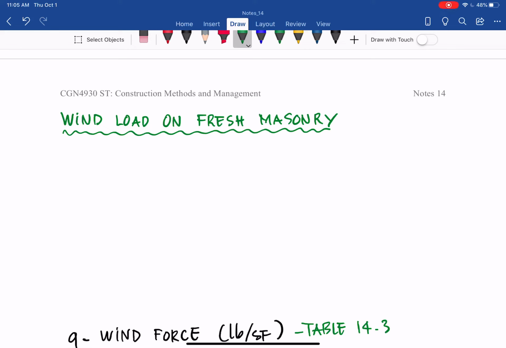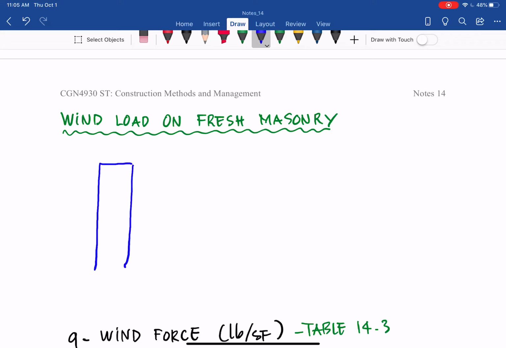The next and the last topic we discuss in this lesson is the wind load on the fresh masonry. As you can see, when the fresh masonry has not gained strength, we need to be concerned about the safe height that we can put. Otherwise, it may fall out, and an accident happens when the fresh masonry is hit by wind and collapses.